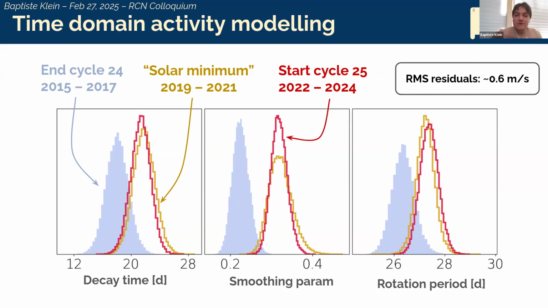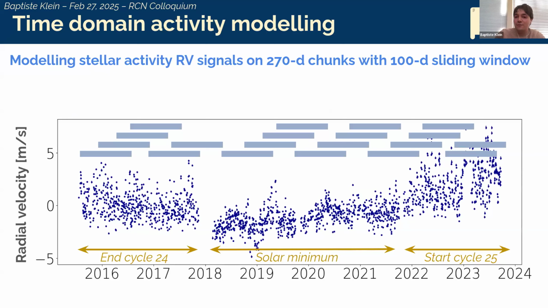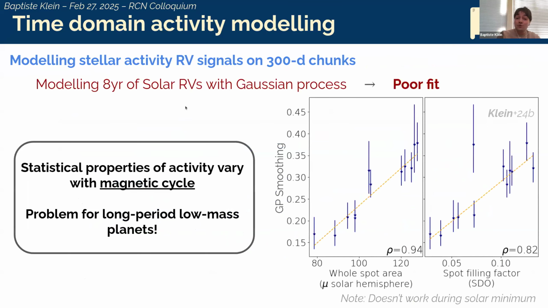Okay, so we notice that the hyperparameters are varying over the cycle. And then we can try to probe that a bit more by, instead of modeling in 3 chunks, modeling all solar data in 10-rotation-period-long chunks, and just sliding a window to try to explain better all our hyperparameter change. And what we find when we do this test is that we have quite large variations of the hyperparameters with the magnetic cycle. The most dramatic parameter variation is with this smoothing parameter that I told you before is very important for our GP modeling.